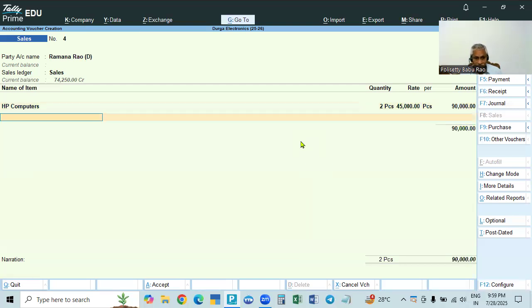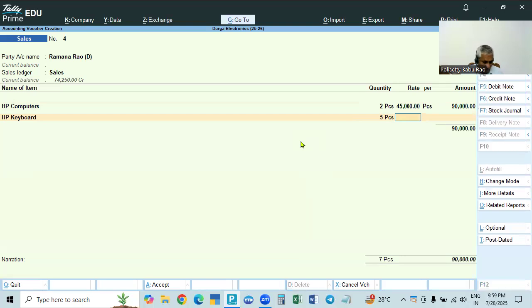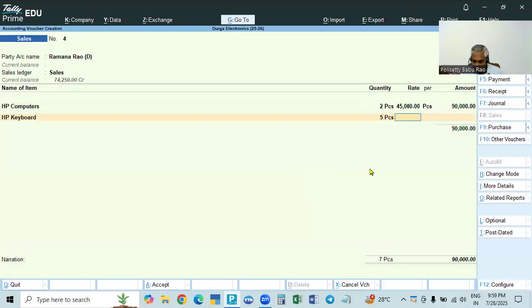So 90,000. Again, the HP keyboard we are selling. We are selling five pieces. The cost is 600, and we are selling for 750, including profit and everything. 750, 3,750. Now here also we are charging the additional expenses.